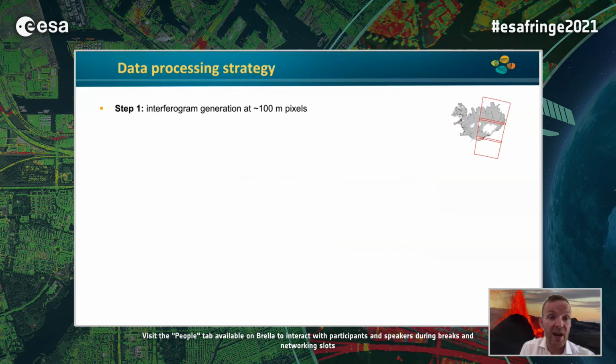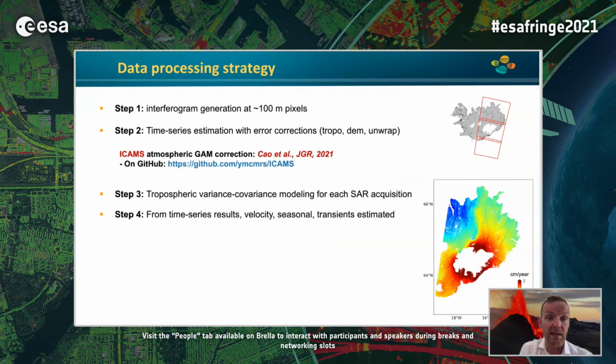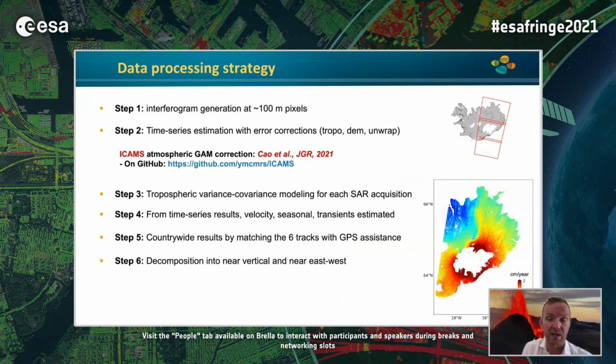Well, for that, the strategy was fairly typical. Lots of interferograms, obviously, corrected with this new atmospheric correction method based on global atmospheric models called ICAMS. It's recently published. You can try it out. It's supposed to do better than some of the other GAM corrections because it uses smarter interpolations. Then with some proper weighting, produce time series results, look at the velocities and potential transients, and then stitch this together and look into near vertical and near east. So pretty standard here. But let's look at some results.